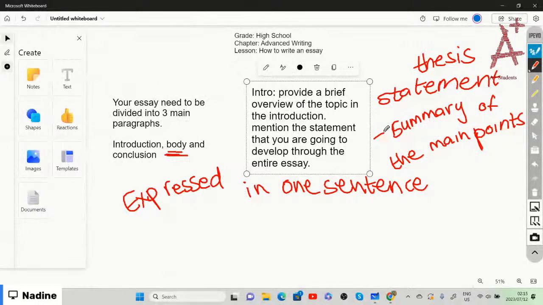You are telling us your arguments, your evidence, your reasoning within your body, right? And remember I said your body can be one paragraph depending on how much you need to expand on it, or it can be two paragraphs, or sometimes, for grade 12s, it can be three paragraphs. Then we have our conclusion, and the conclusion is basically where you are giving us a brief of what you have spoken about or what you wrote about within your essay. All right.